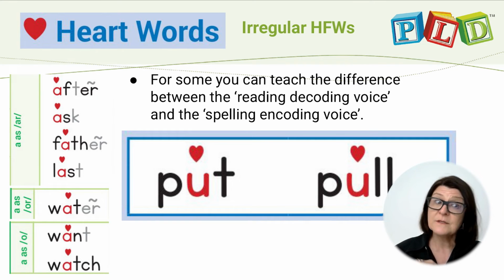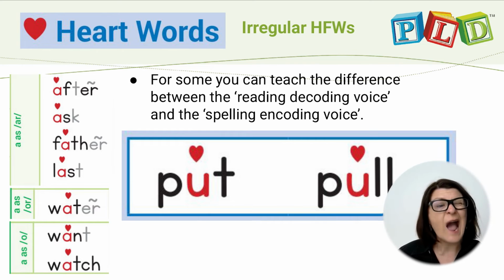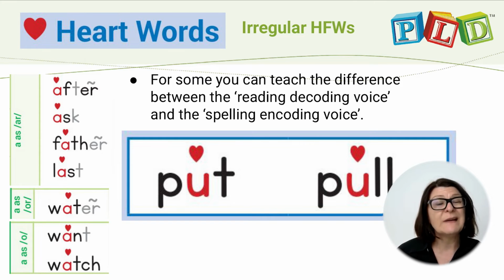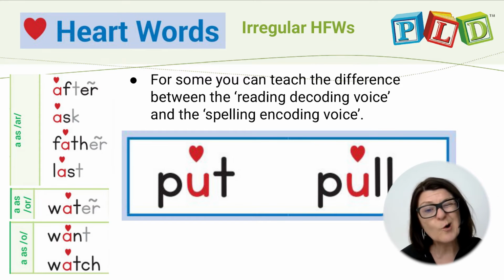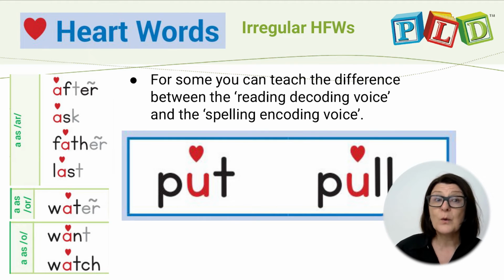Many of these heart words, not all, but many of them you can use a reading voice and a spelling voice. We read the word as "after," and I'm exaggerating that, speaking it with an Aussie accent, but you're going to spell it as "after." We read it as "ask," but you're going to spell it as "ask." We read it as "father" and "last," but you're going to spell it as "father" and "last." And that's "water," but it's "water." And "want" is how we speak it, but "want" is how we're going to spell it. And we're going to speech sound map it with that spelling voice.